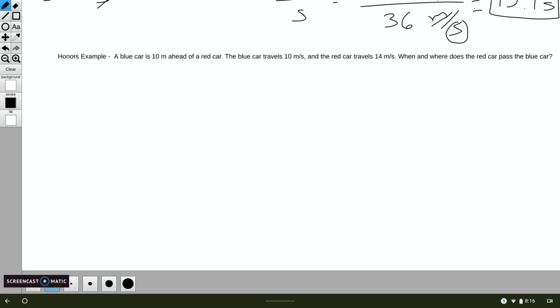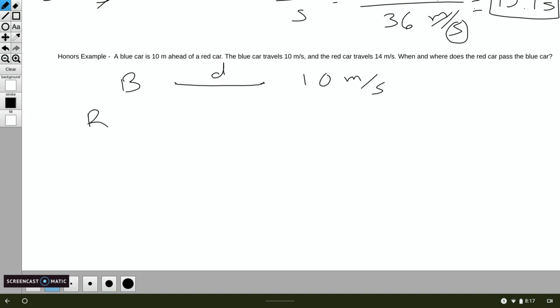All right, so when you get into something like this, this is called a simultaneous equations problem. It's called simultaneous equations because you have two objects moving simultaneously, so you have to write an equation for each of them. What I recommend here is you draw a sketch first. So we're going to start by sketching for the blue car. The blue car is going to travel that far. We're going to call that distance D, and it's going to do it at 10 meters per second. There's my sketch.